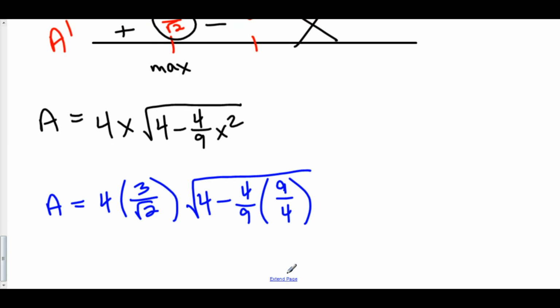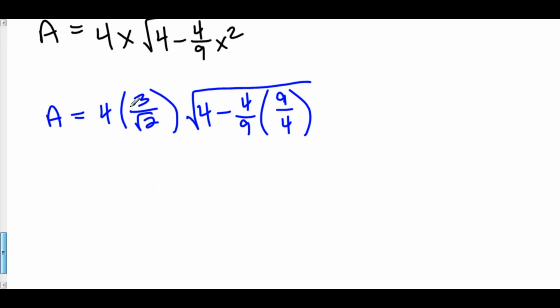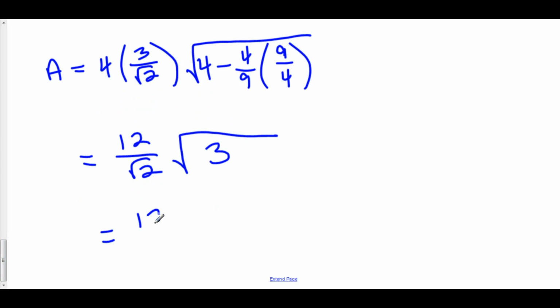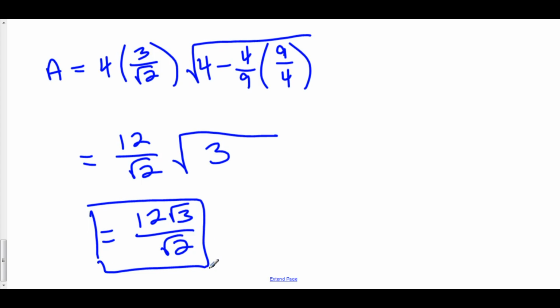Alright, things are looking up. 4 times 3 over root 2 is 12 over root 2 times the square root of 4 minus 1 is 3. So really this is 12 root 3 over root 2. And that is the maximum area that can be inscribed in that particular ellipse.